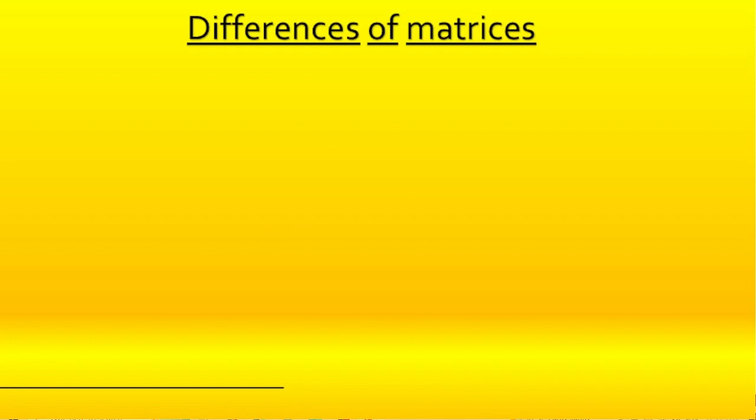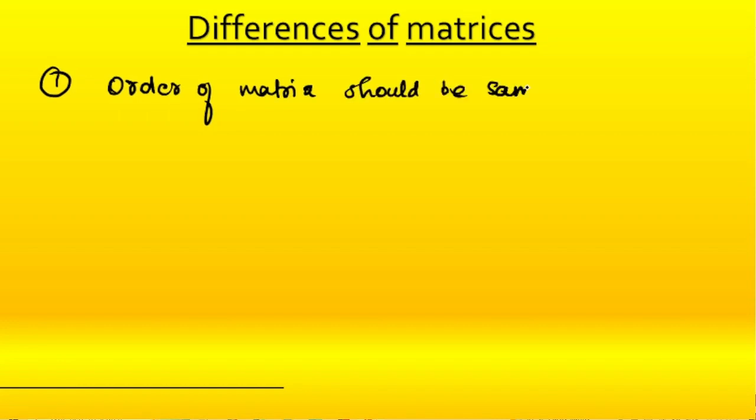Difference of matrices. What you should remember here is that the difference of matrices is the same as addition of matrices. The same thing you have to follow here. So the first one is the order of the matrix should be same for both A and B. So for both A and B matrices, the order of the matrix should be same.